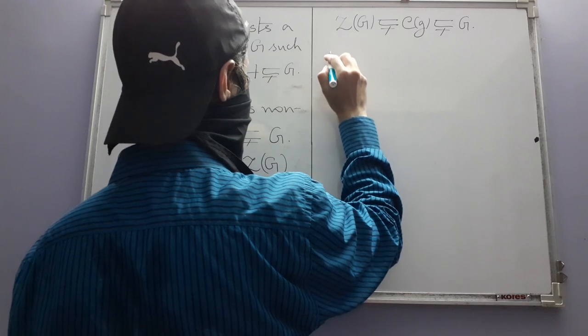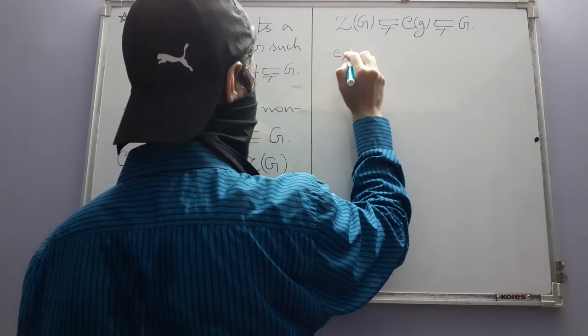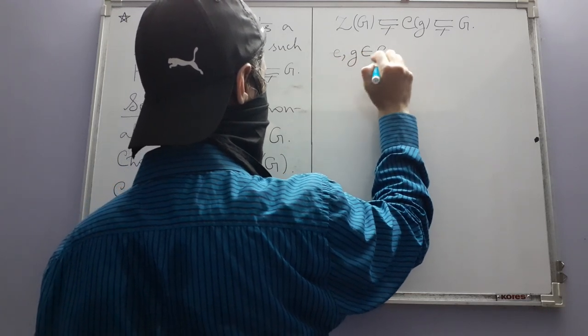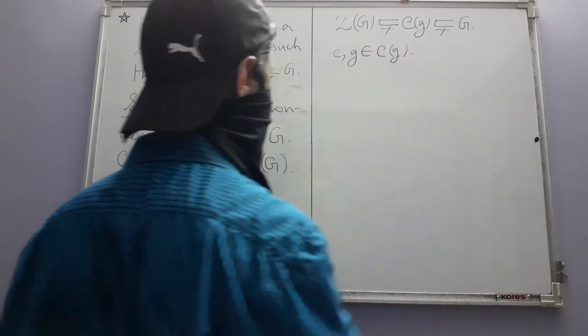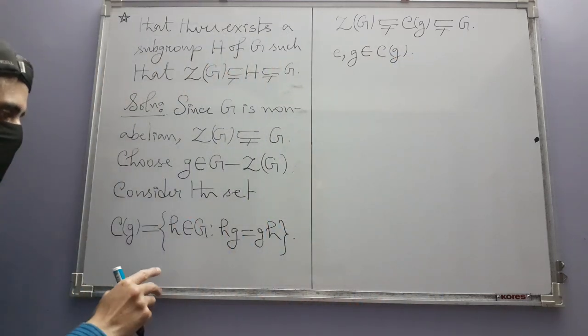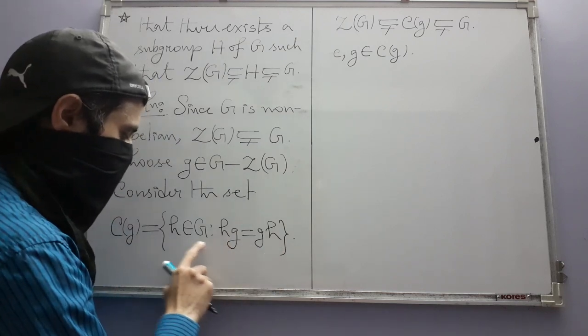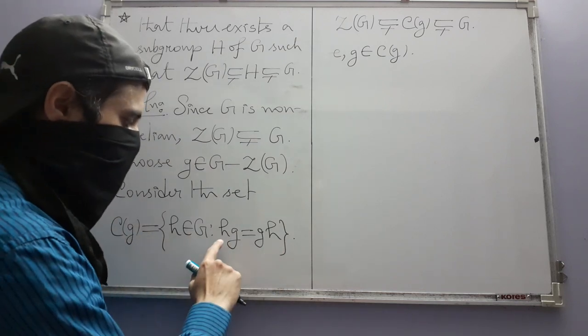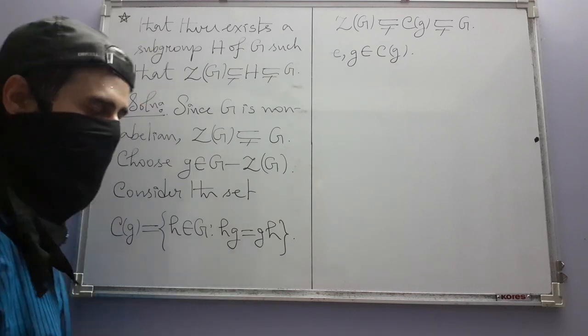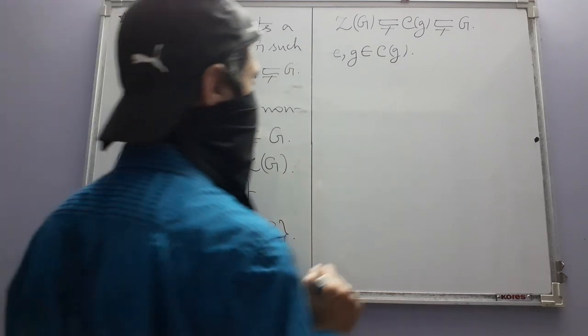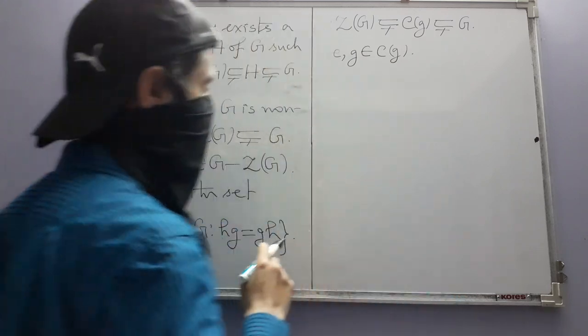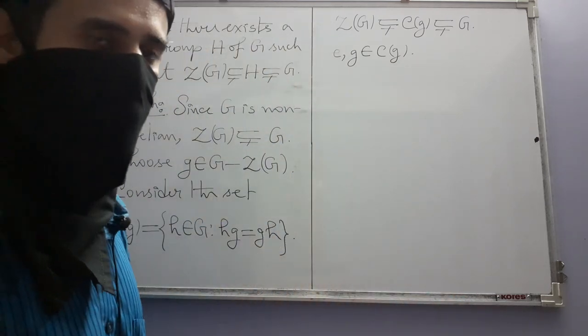Note that e and g both belong to C(g). Why? Because e already commutes with every group element, so e in particular commutes with small g also. And g of course trivially commutes with g: gg is equal to gg. So this means that C(g) is non-empty.